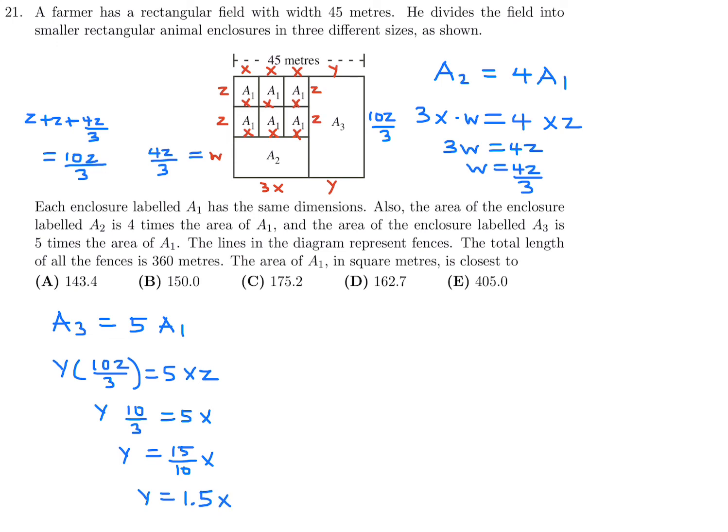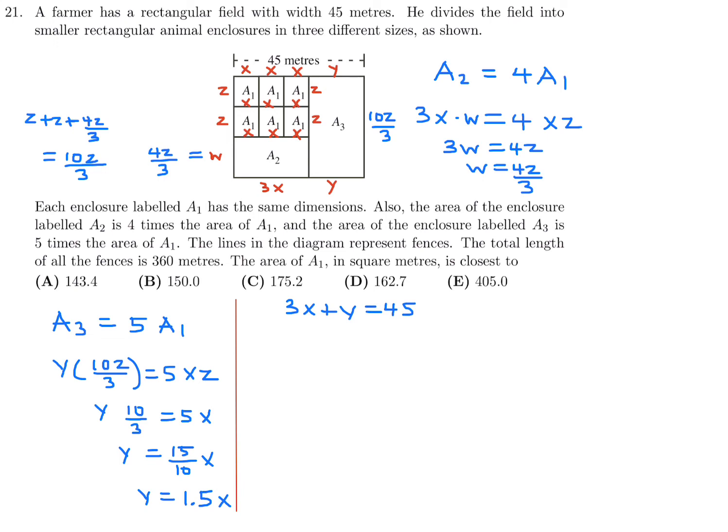All right, so that's a pretty good start. Now, where do we go from here? Well, now what we have to do is take into consideration the whole business about the fence. That fence is equal to 360 meters. And we also can take into consideration that 45 up there that they gave us. So from the 45, that means that 3x plus y is 45.